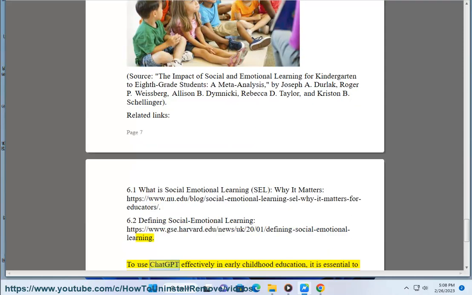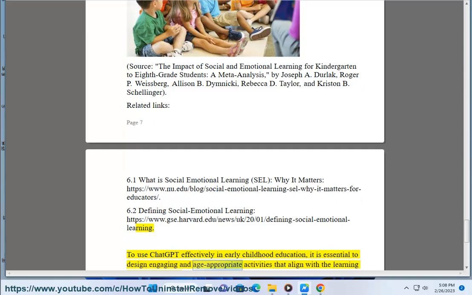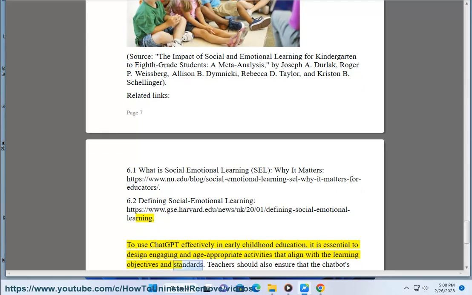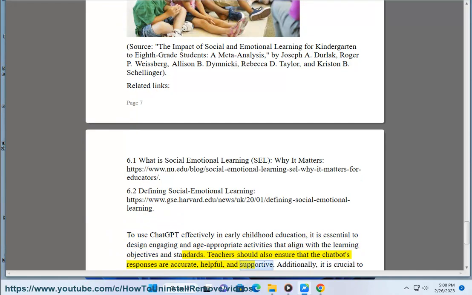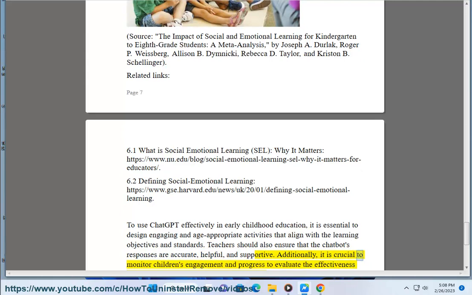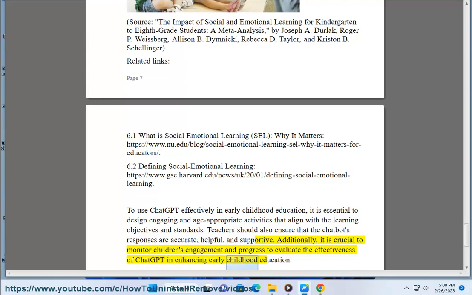To use ChatGPT effectively in early childhood education, it is essential to design engaging and age-appropriate activities that align with the learning objectives and standards. Teachers should also ensure that the chatbot's responses are accurate, helpful, and supportive. Additionally, it is crucial to monitor children's engagement and progress to evaluate the effectiveness of ChatGPT in enhancing early childhood education.